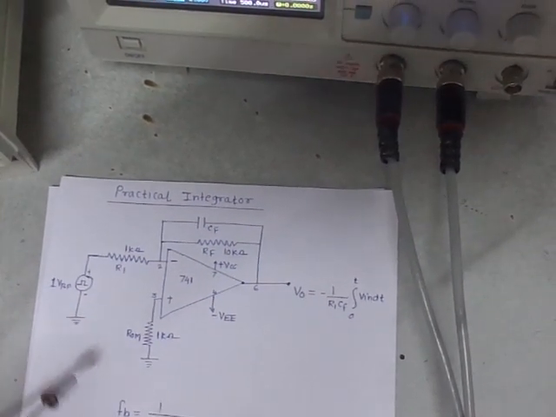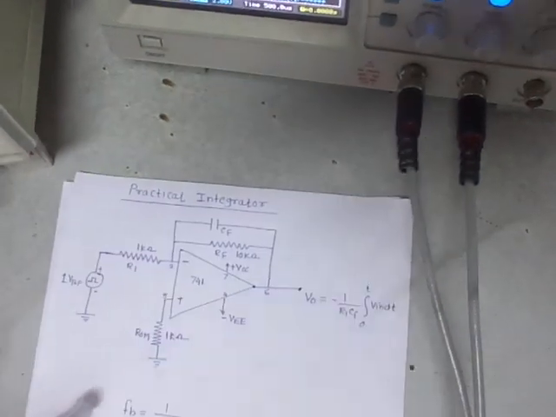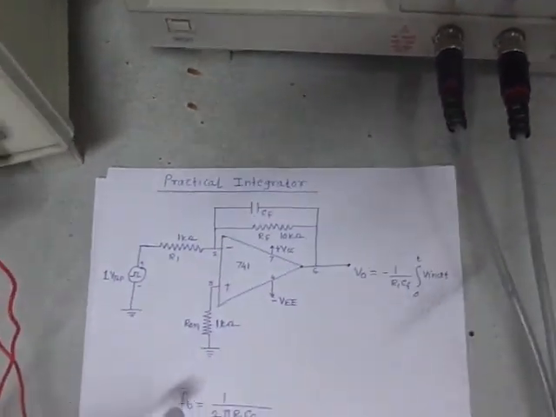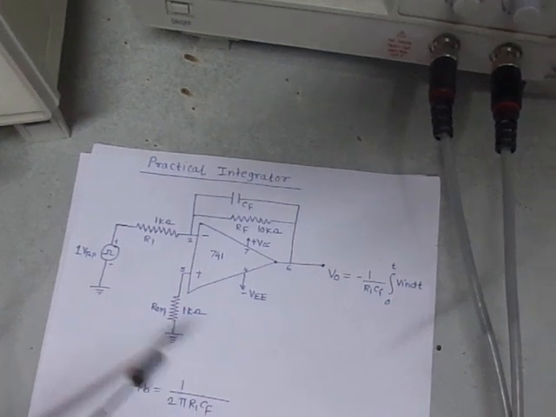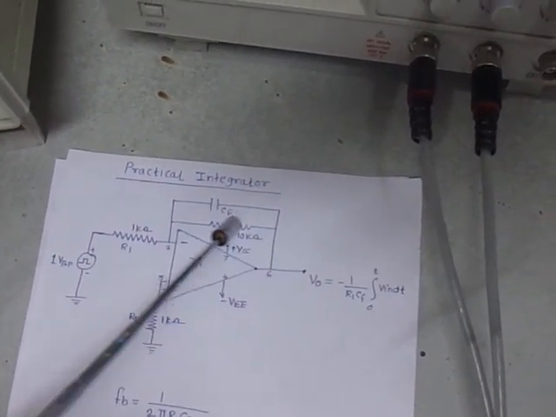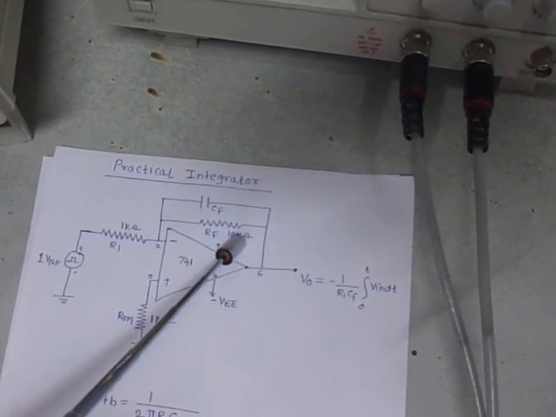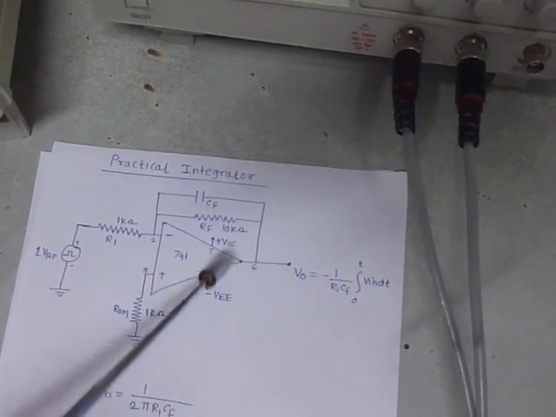Hello students, we are going to discuss a practical integrator circuit. In case of a practical integrator circuit, one of the additions we are going to make to the ideal integrator is this: in the ideal integrator, this resistor element is not present. But what happens if this resistor element is not present at low frequencies?